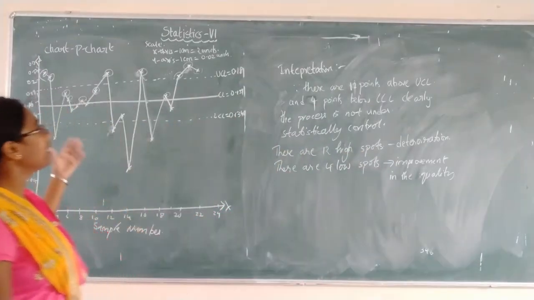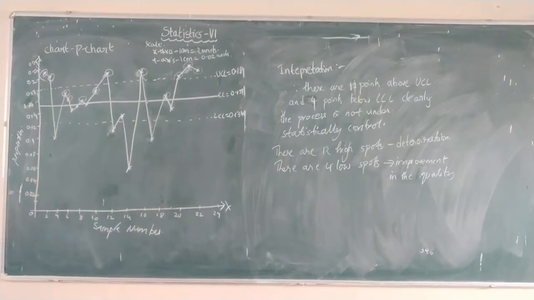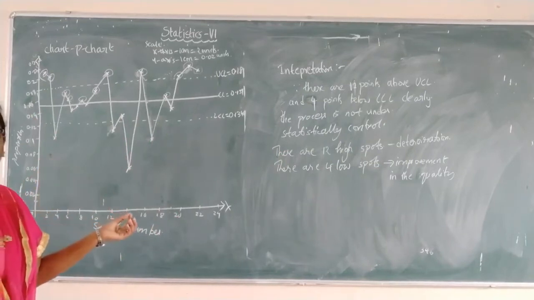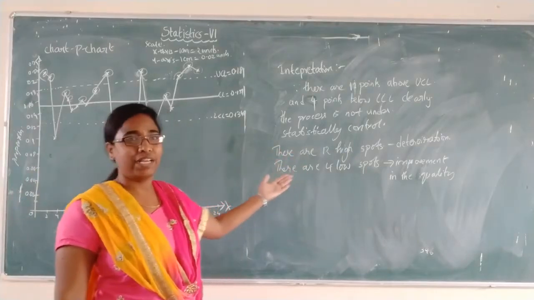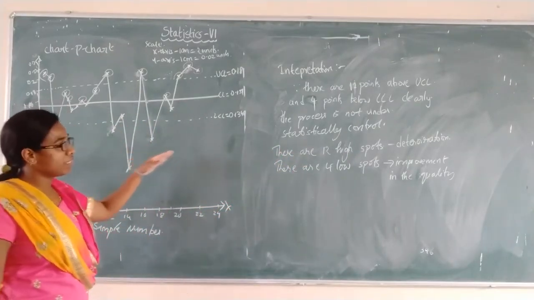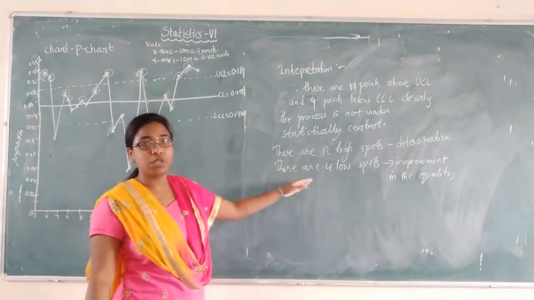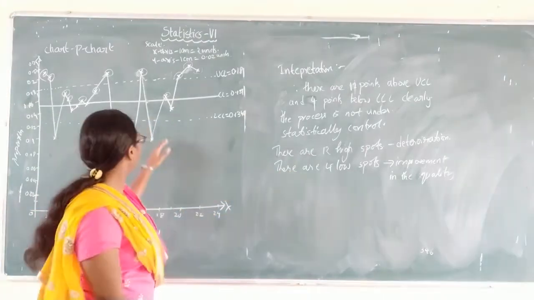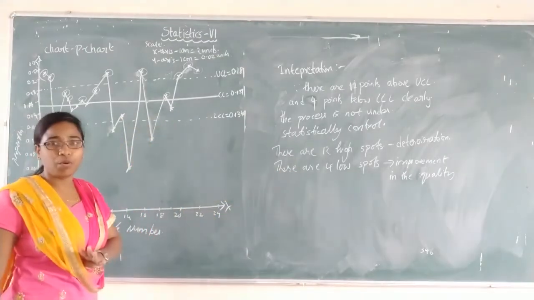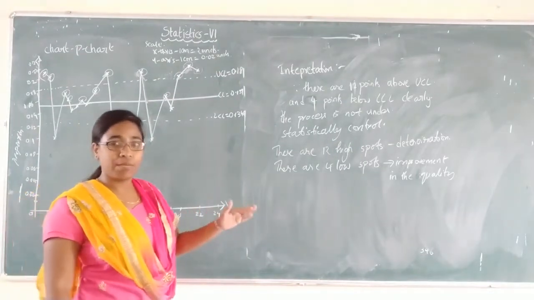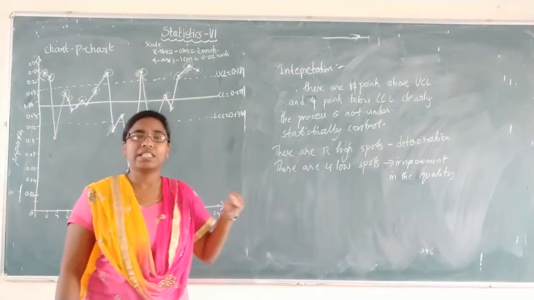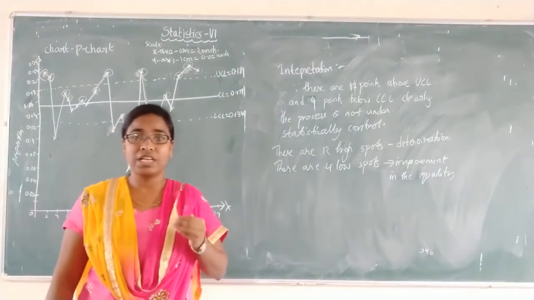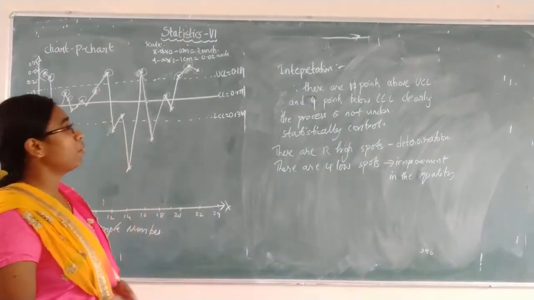So by seeing this control chart, we can say the process is not under control and also the situation is going worse day by day. You can say that quality is improving also, but comparatively below LCL we have only 4 points. Whether the quality is improving, since there are 12 points above the UCL, the situation is going worse day by day. So this is about P chart.